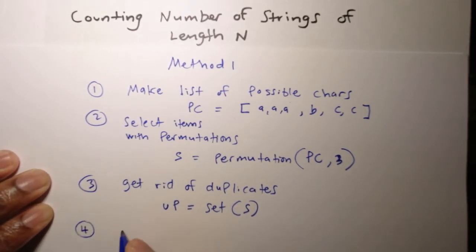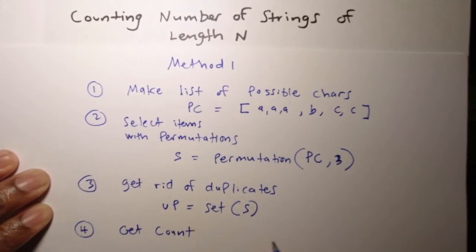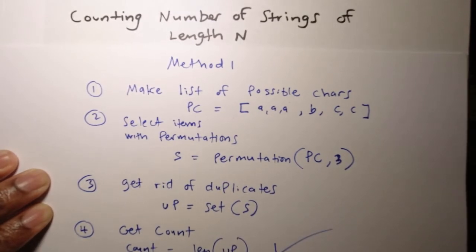Step 4 is simply to take those remaining selections and then get the count. When you do that, you can have the count is equal to length of whatever the unique possibilities are. And then this will leave you with that answer.